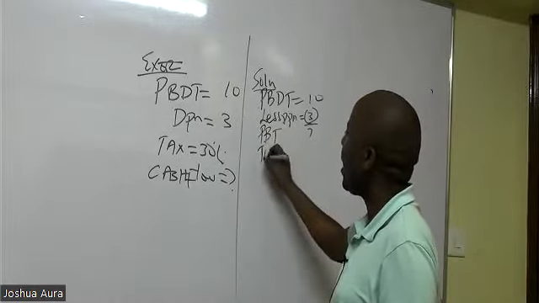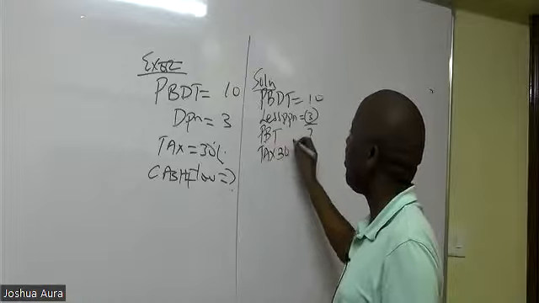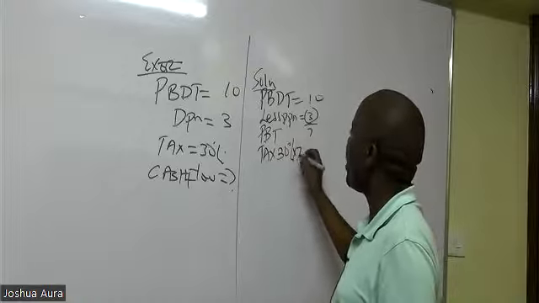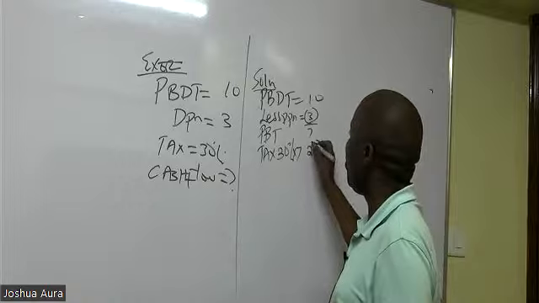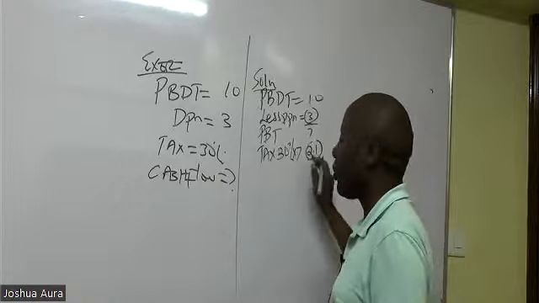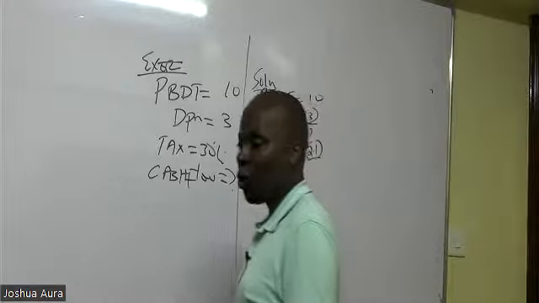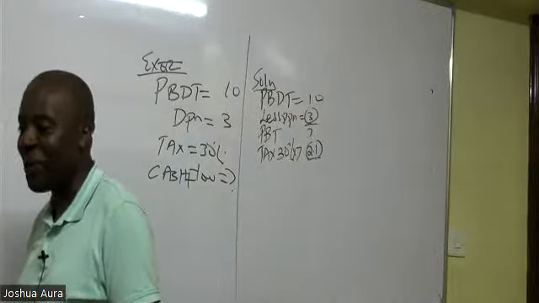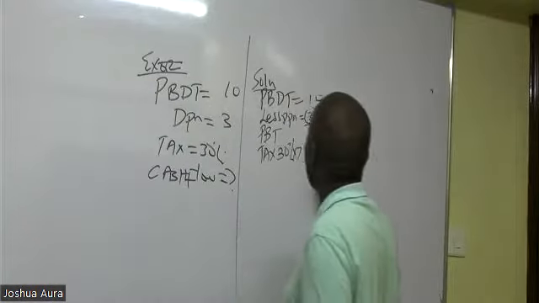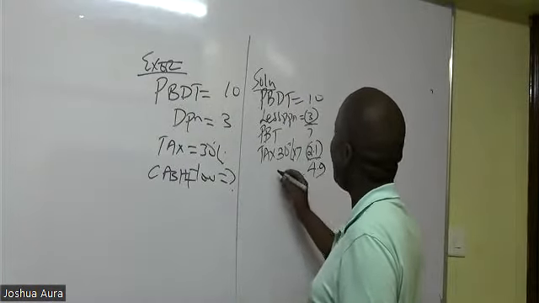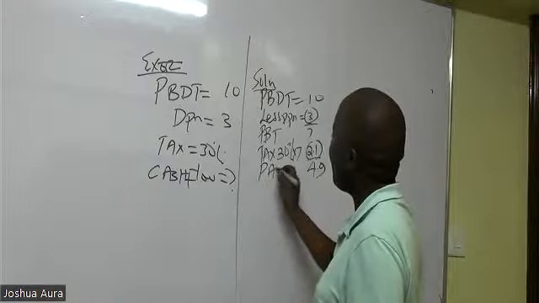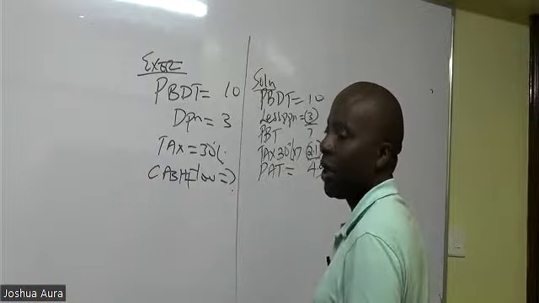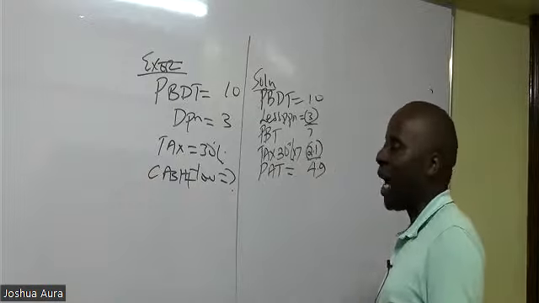So please go ahead and tax. Tax is 30%. 30% of 7 is 2.1. So could you kindly subtract? What is 7 minus 2.1? Somebody, 4.9. So this 4.9 is what we can call profit after what? Profit after tax. So profit after tax is 4.9.